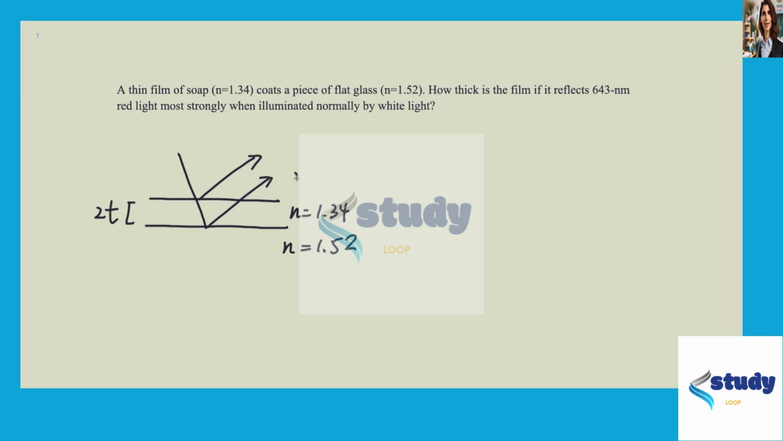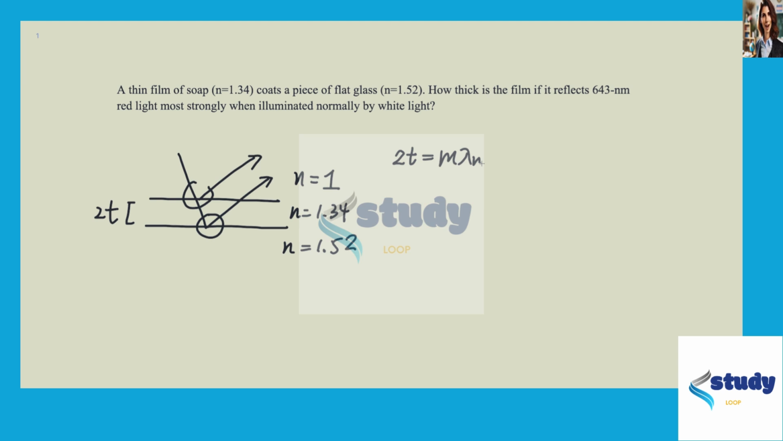If we write down the n, and we remember that a phase shift of pi will occur every time light is reflected at the boundary where it encounters a medium of higher refractive index, then we know that it will experience a phase shift at both of these boundaries, and that will cancel each other. So in order to have constructive interference, we have 2t equals m times lambda n, because it's lambda inside the medium instead of lambda in the air.